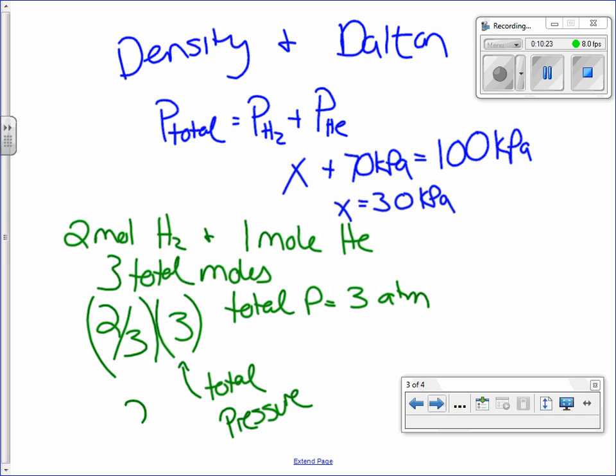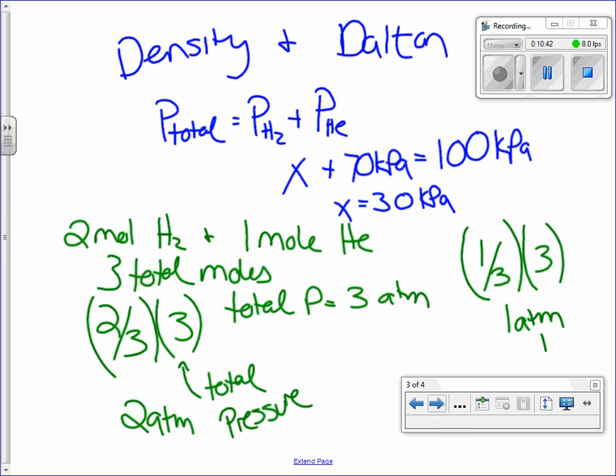And I would get 2. 2 atmospheres are due to hydrogen. I want to know the partial pressure due to just helium. Take the mole fraction of helium, 1 mole of helium over 3 moles total, times the total pressure, which is 3, and I would get 1 atmosphere is due to helium.